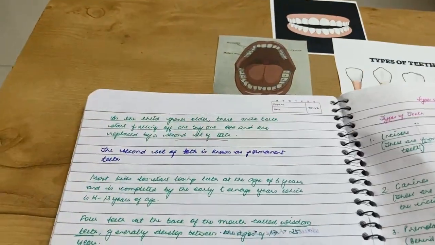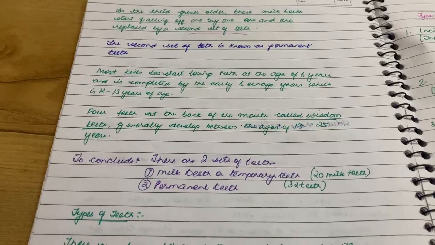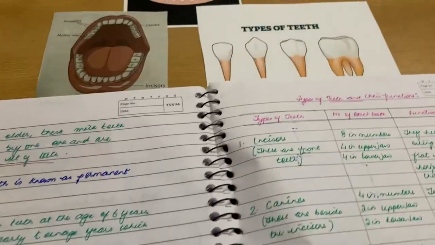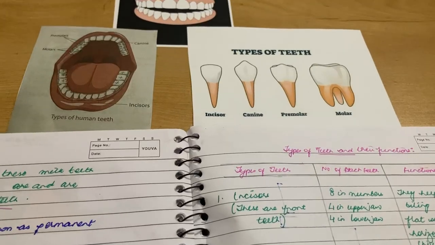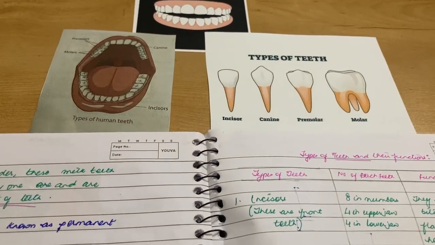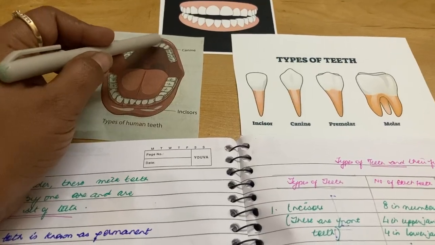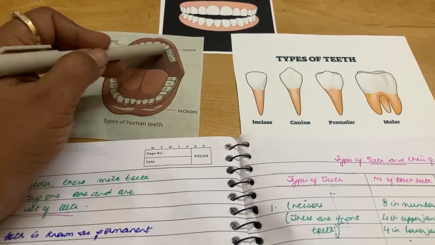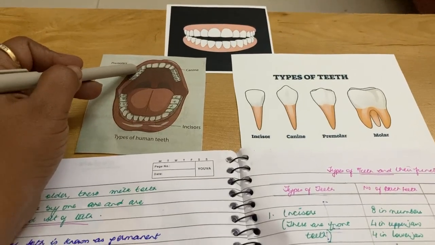Yes. Then my dear students, we had covered the types of teeth. So there are 4 types of teeth. What are they? Incisors, canine, premolars and molars. So what are incisors? Incisors are total 8 in number. The front teeth are the incisors. Beside them are the canine, which are 4 in number. Then we have premolars, which are beside canine, and they are 8 in number.